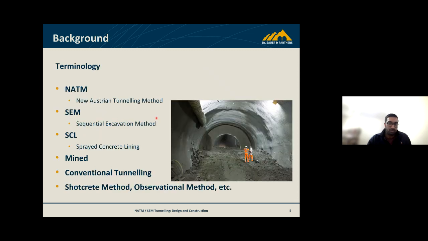On terminology, Tim already mentioned it, it can be called NATM, New Austrian Tunneling Method, or SEM, sequential excavation method, which is preferred in North America. In the UK and Europe, it's possibly more predominant to use SCL, spray concrete linings. We also have mined or conventional tunneling, shotcrete methods, observational method, etc. They all apply to the same excavation process, and the main thing is differentiating it from a TBM or a pipe jack method of tunneling.